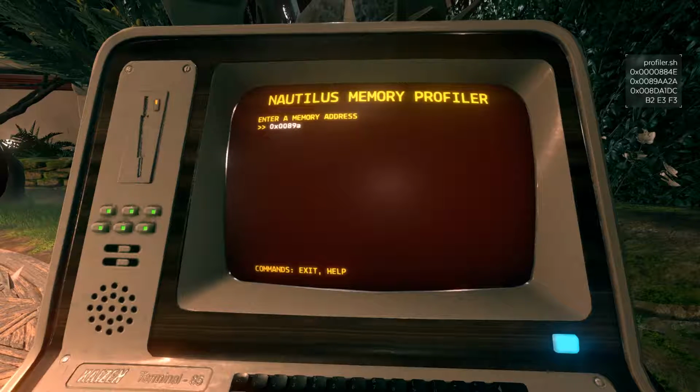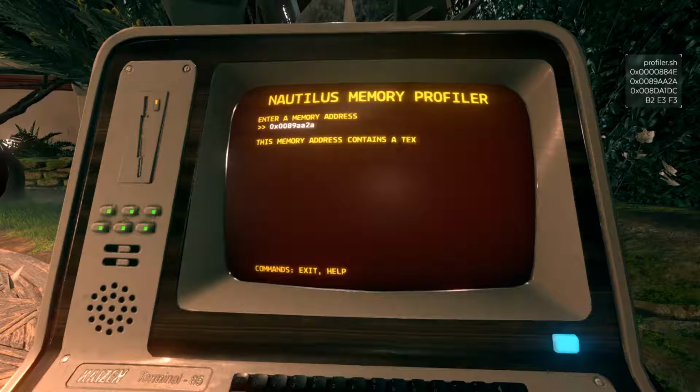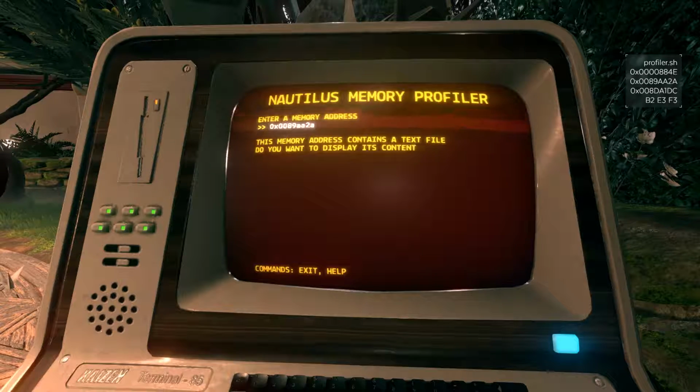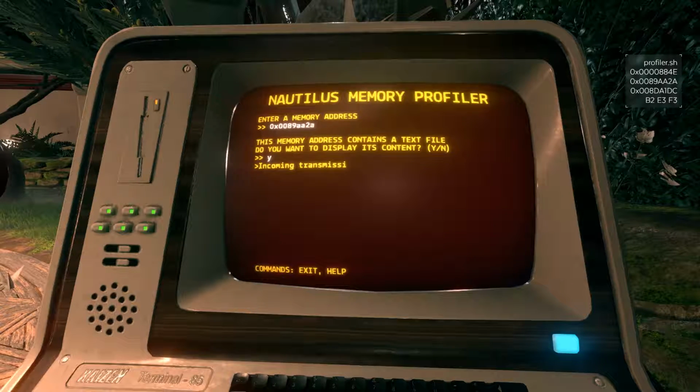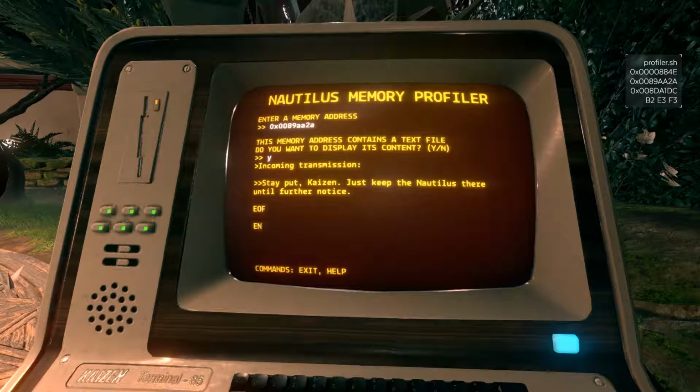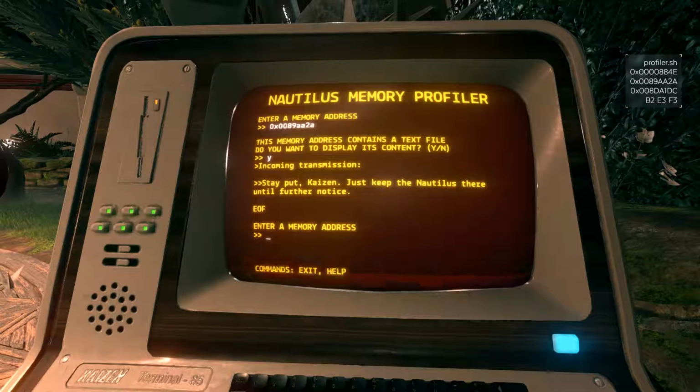0x0089 AA2A. This memory address contains a text file. Do you want to display its contents? Yes. Coming transition. Stay put, Kaizen. Just keep the Nautilus there until further notice. Okay, so that was just an order that Kaizen received.